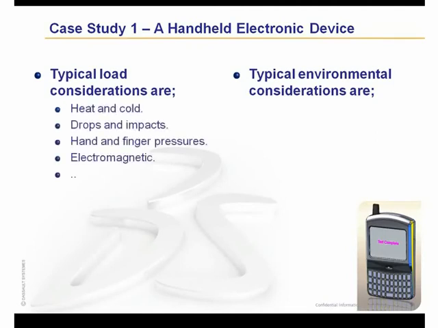So once more, load can be heat and cold temperatures. For a handheld device, obviously drops and impacts are very important. Is it going to be used very carefully with only hand or finger loads? Or is somebody going to stand on it by mistake or sit on it? Other things with electronics might also be electromagnetic interference.